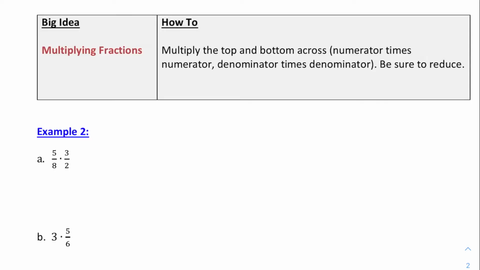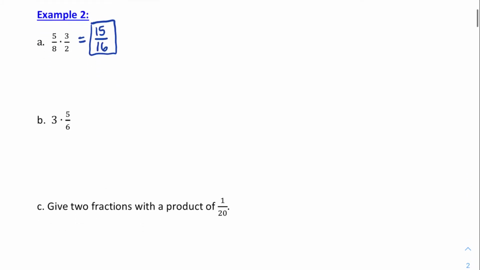Okay, now for some multiplying. When you're multiplying fractions, you can just multiply straight across and then simplify if you can. So like this 5/8 times 3/2 is just going to be equal to 15/16. On B, remember your denominator is 1 if it's not written there. So this is going to be 15/6.